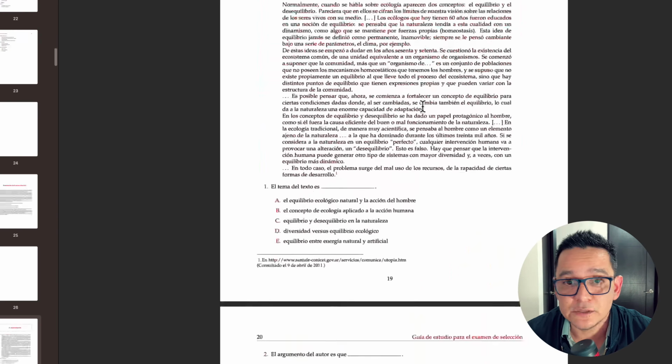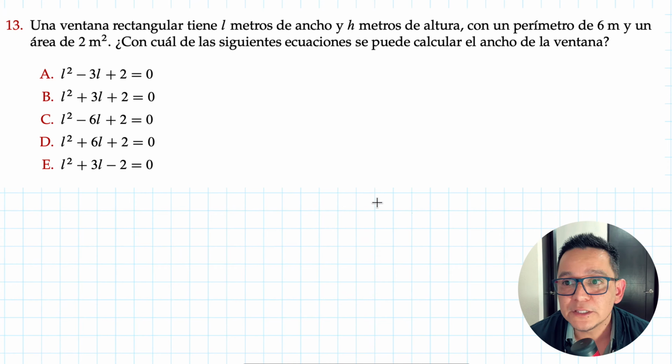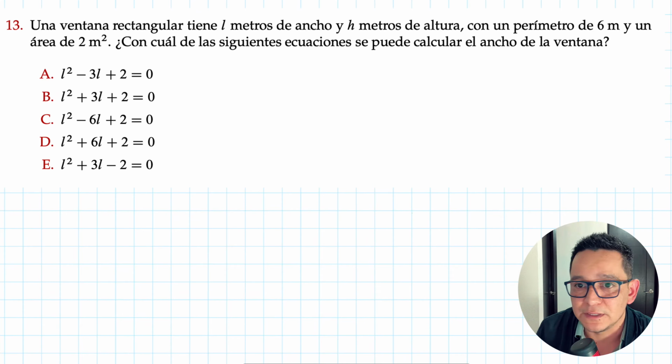Okay, come on, let's go with exercise number 13, which says, a rectangular window is L meters wide and H meters high, with a perimeter of 6 meters and an area of 2 square meters. Which of the following equations can be used, sorry, with which of the following equations can you calculate the width of the window?